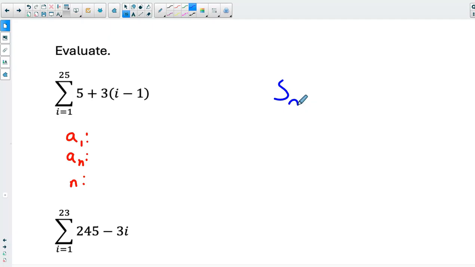So I see sigma. First thing I'm doing, I'm writing my summation formula. So Sn equals A1 plus An, and then N divided by 2. So I need to find all these things. So the explicit formula finds things for me. It finds the first term. It finds my last term. It finds how many terms I'm going to have. That's sigma telling me up there. So I'll deal with that in a moment.